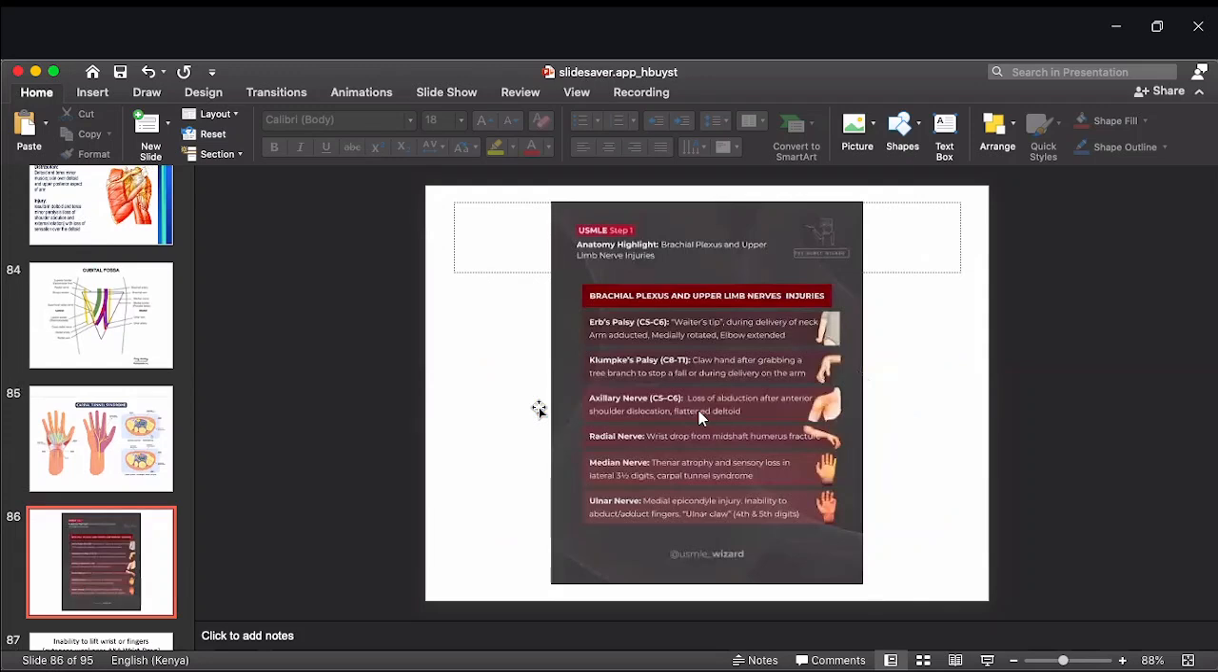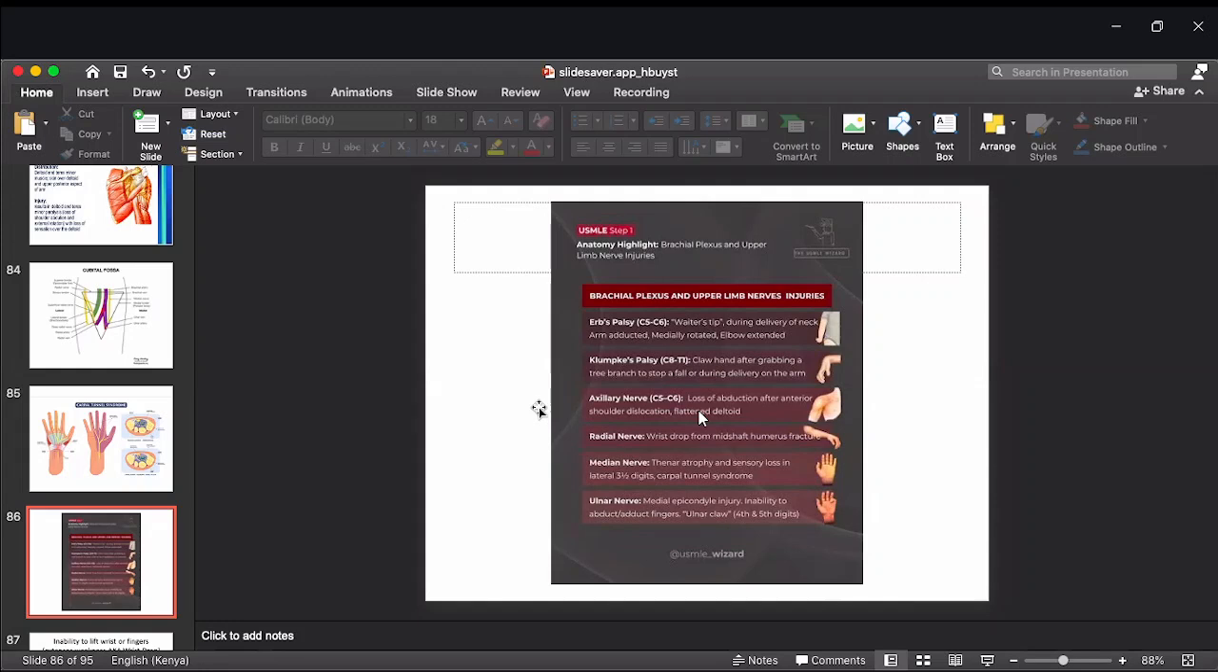So brachial plexus and their injuries, we have something called Erb's palsy, or the waiter's tip hand, or policeman's tip hand, caused by injury to the C5, C6. Klumpke's palsy, caused by injury of C8, T1, you must know that. Axillary nerve lesion, you must know what happens.